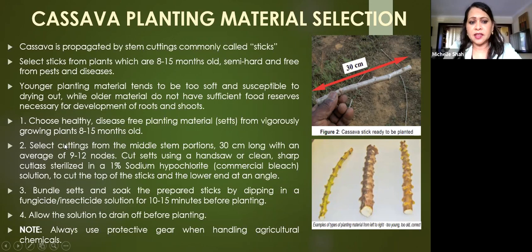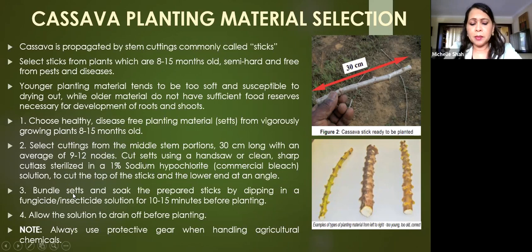Select cuttings from the middle stem portions, which is 30 centimeters long with an average of 9 to 12 nodes. Cut sets using a handsaw or a clean sharp cutlass, sterilized in 1% sodium hypochlorite, which is used to cut the top of the sticks and the lower end at an angle.